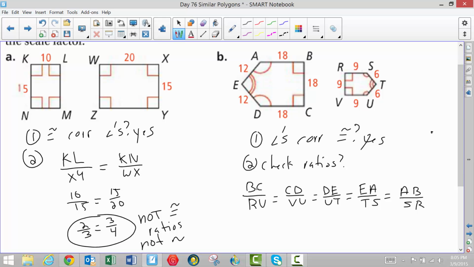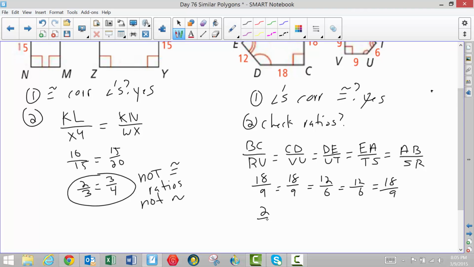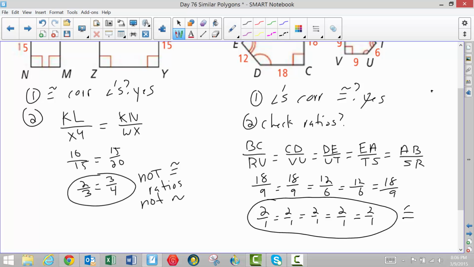Let's check. Well, B to C is 18. R to V is 9. C to D is 18, and this is 9. D to E is 12, 6, and 18, 9. When I reduce, I have 2 over 1, 2 over 1, 2 over 1, 2 over 1, and 2 over 1. So these are all congruent ratios.